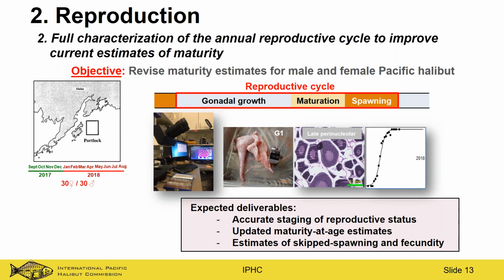So what we expect out of these studies that are still ongoing is, first, obviously, an accurate staging of reproductive status by conducting histological analysis of ovaries and comparing that with the maturity that is collected in the field through macroscopic or visual examination of gonads, to update maturity at age estimates, and to identify potential skip spawning in this species. There's no information prior to this, at least from histology, and to start looking at fecundity in this species, for which there's no information.